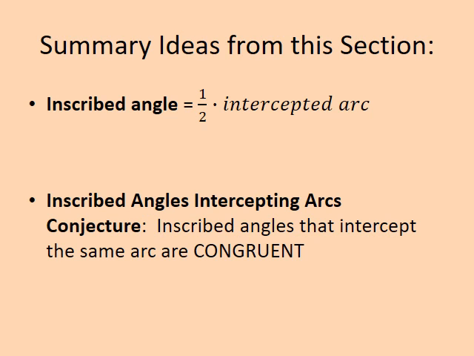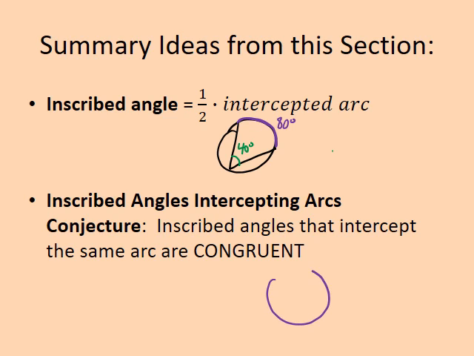Here's a summary of these two ideas in one. The inscribed angle is 1/2 the intercepted arc. So here is an inscribed angle, and here is the intercepted arc. If we know that the intercepted arc is 80 degrees, that means our inscribed angle would be 40 degrees, because the inscribed angle is 1/2 the intercepted arc.